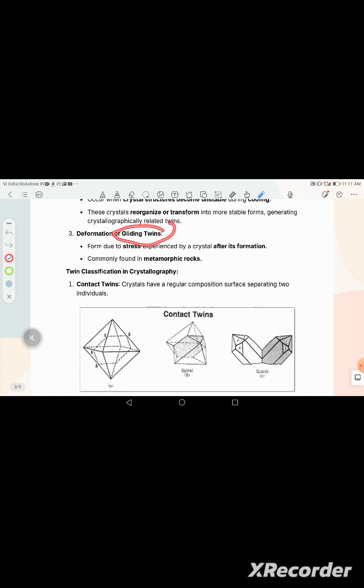These occur due to the stress condition, and that generally occurs in metamorphic situations. They are formed due to the stress experienced by the crystal after its formation, and commonly found in metamorphic rock. And this twin classification in the crystal can be as contact twins. So this is the spinel law, this is the Japan law, and this form is generally a dipyramid structure that we see in the hexagonal as well as the orthorhombic structures.